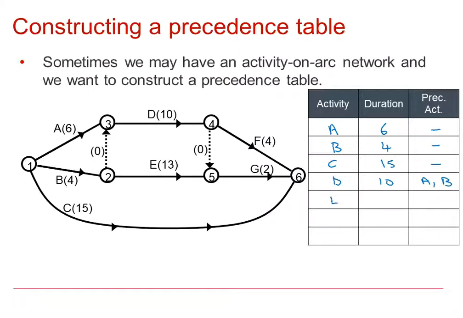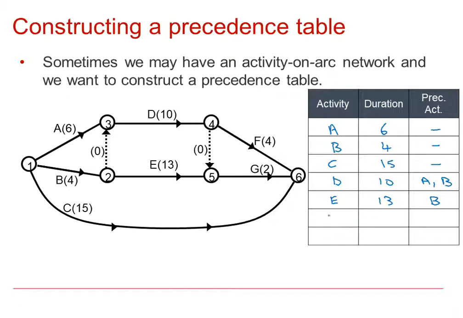However, if we look at E, which lasts for 13 units, E can only start after node 2, and the only thing that has to be finished for this node is event B, so activity B. So in order to start activity E, we need to have completed activity B, and that is done at that particular node. So E has to follow activity B.